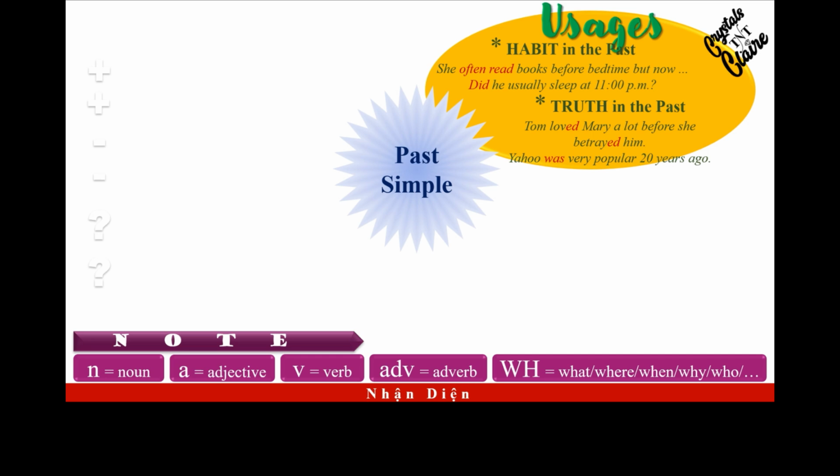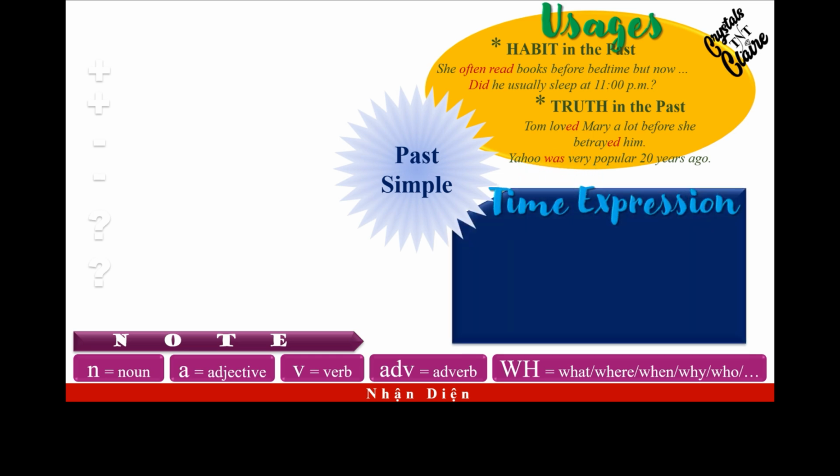Tom loved Mary a lot before she betrayed him. Something that happened in the past, finished in the past. No more happened until the present. Another truth. Yahoo was very popular 20 years ago. Okay, but now it's Facebook, it's Instagram, it's Twitter, and a lot of new platforms that I don't know.